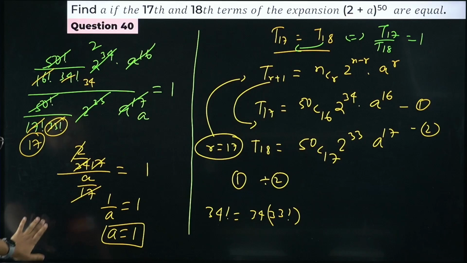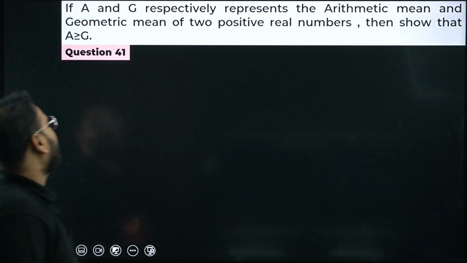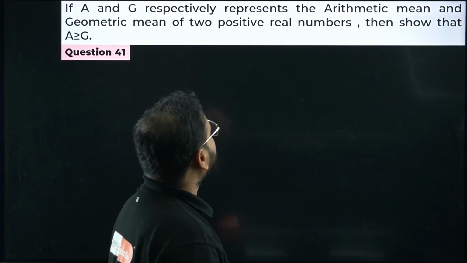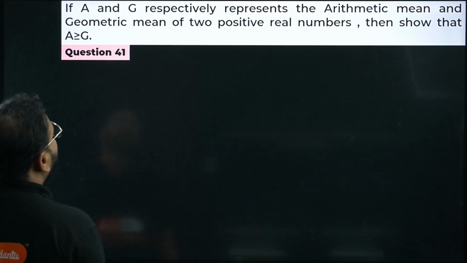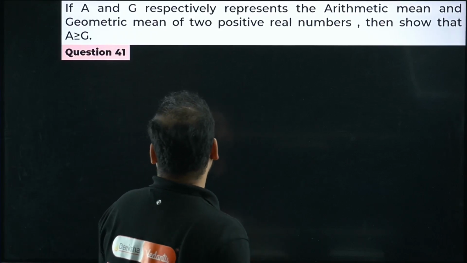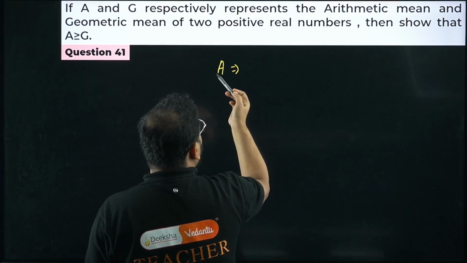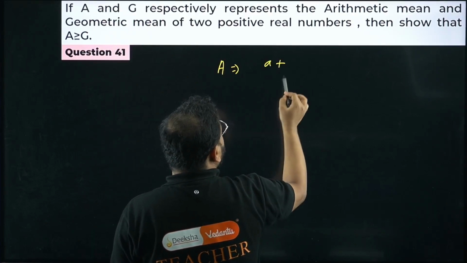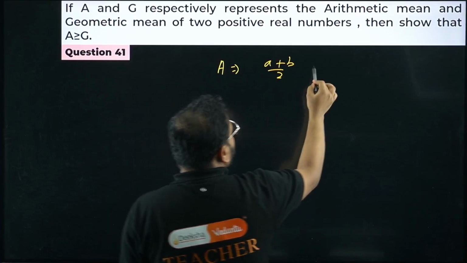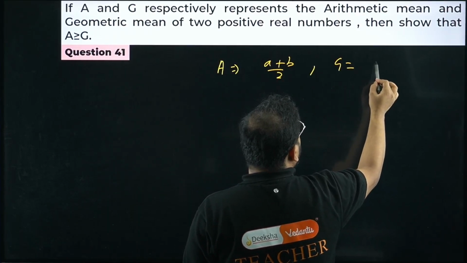Okay. Let's move on to question number 41. If A and G respectively represent the arithmetic mean and geometric mean of 2 positive real numbers, then show that A is greater than G. How do you write A? Remember this? It will be nothing but, 2 numbers a and b are there, so (a+b)/2. How do you write G? It will be root of ab.